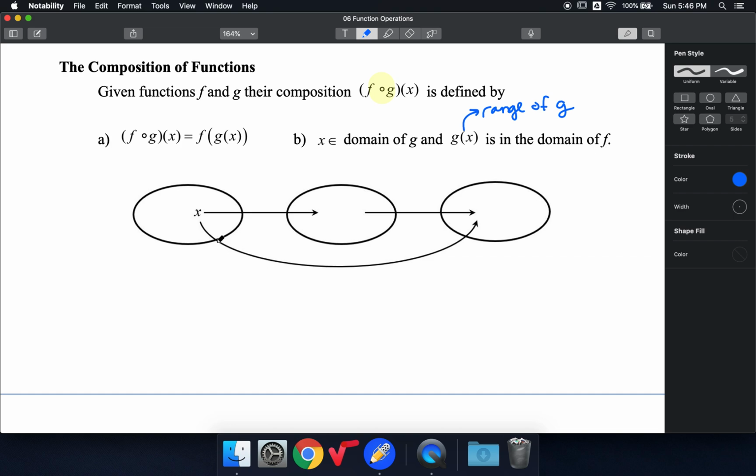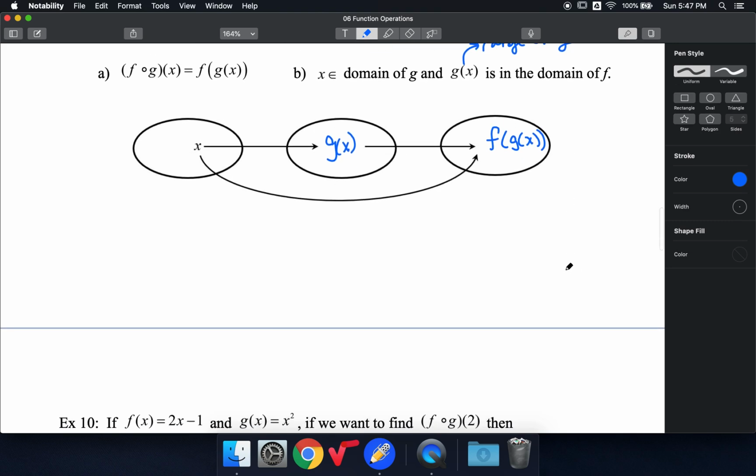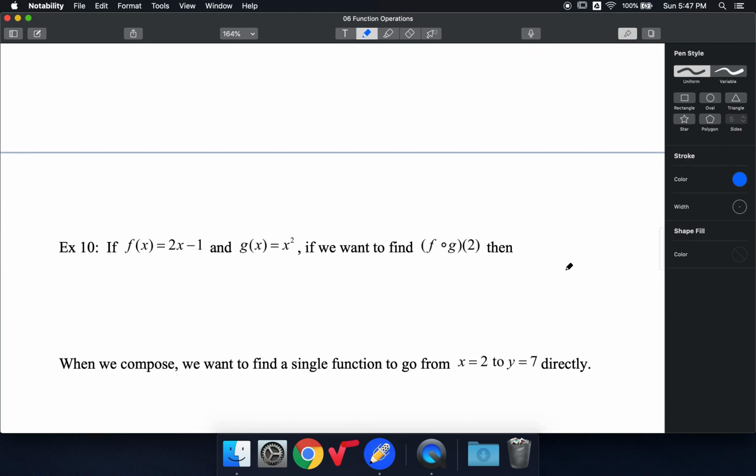If I want to think about this, I start with x, I put it into g of x, whatever comes out, I put that into f. So this becomes f of the output. Well, I want to try and think of this as one step so that I can plug in the x and get the final output. So let's look at that with an example.